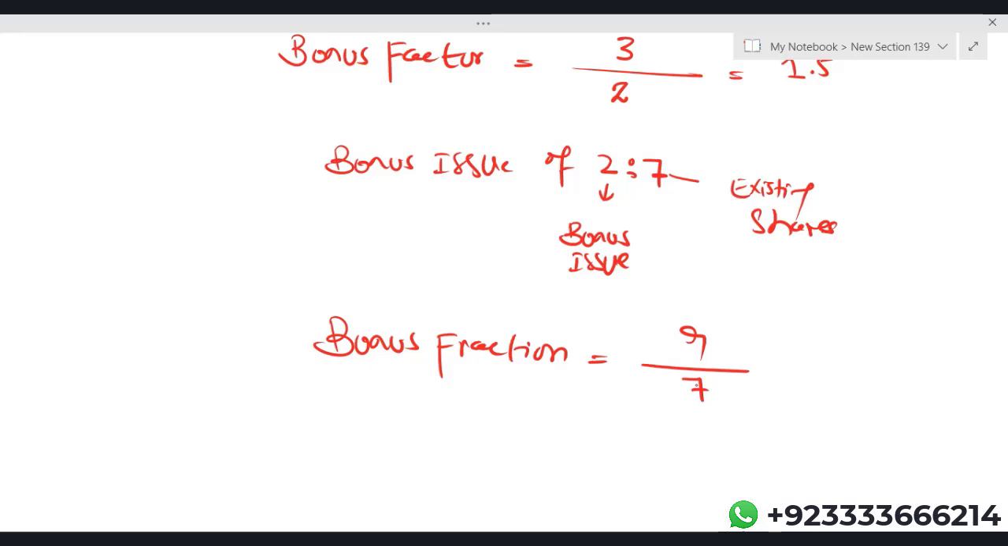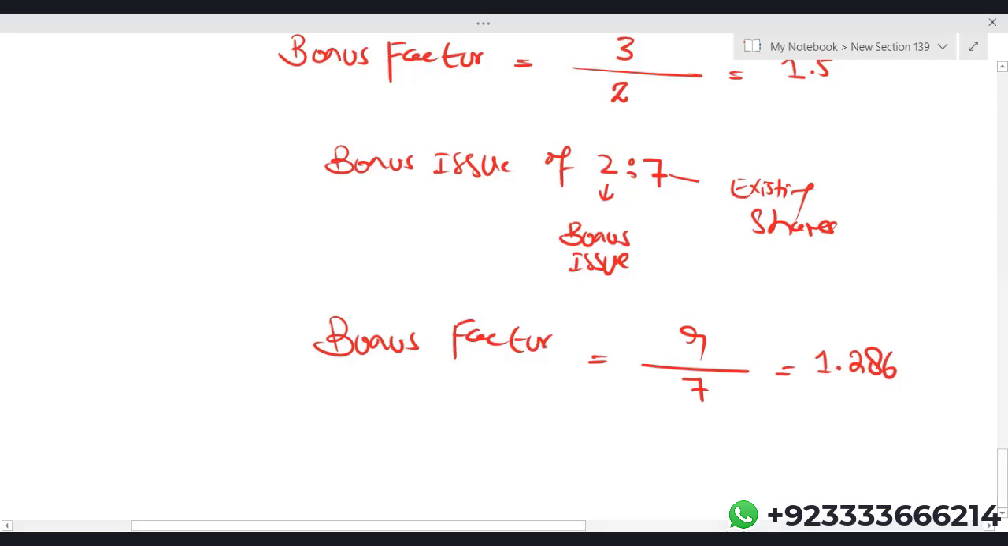So 9 divided by 7, I'm getting 1.2857. So you can take it as 1.286. There's no harm at all. And please, a little bit of rounding off is acceptable. There's no issue at all. So the bonus fraction or adjustment factor, instead of fraction, take it as bonus factor, it is the same thing. So your bonus factor is actually 1.286.